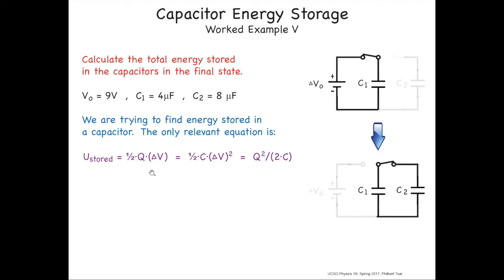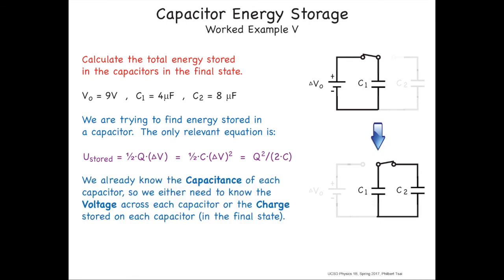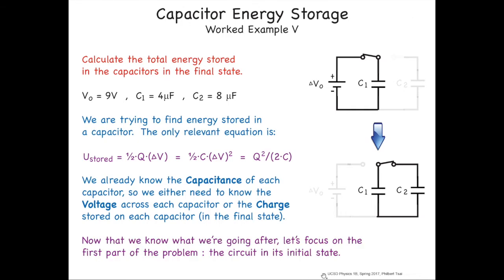Let's leave that there for now. We already know the capacitance of each capacitor, so we need to know the voltage across each capacitor in the final state, or we could figure out the charge stored on each capacitor in the final state, and then we can use one of these equations to calculate the total stored energy in that final state. Now that we know what we're going after, let's focus on the first part of the problem.